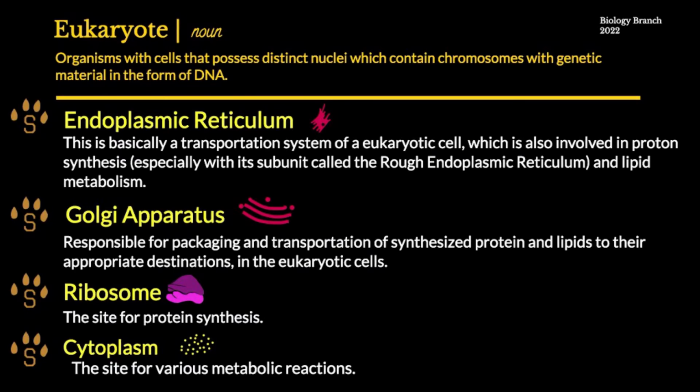Then we have the Golgi apparatus, which is responsible for packaging and transportation of synthesized protein and lipids to their appropriate destinations in the eukaryotic cell. Then we have the ribosome. This is the site for protein synthesis. And then we have the cytoplasm, which is the site for various metabolic reactions.